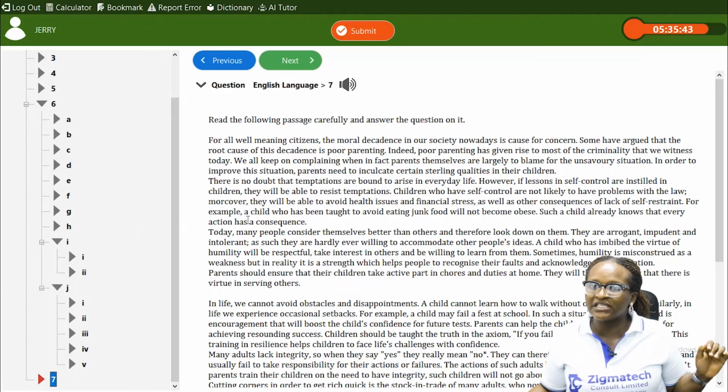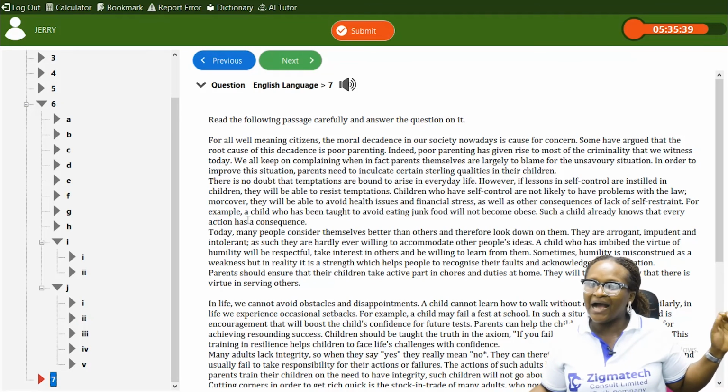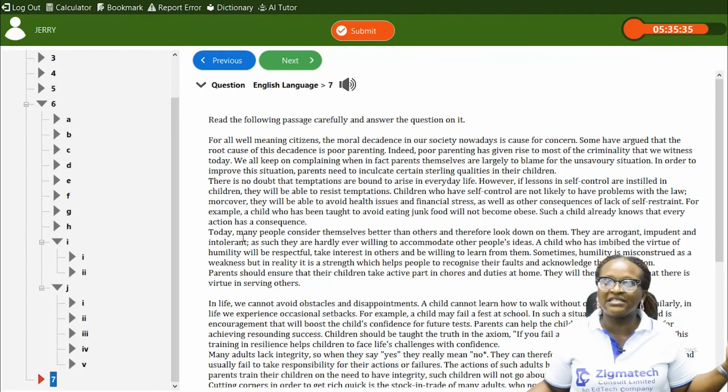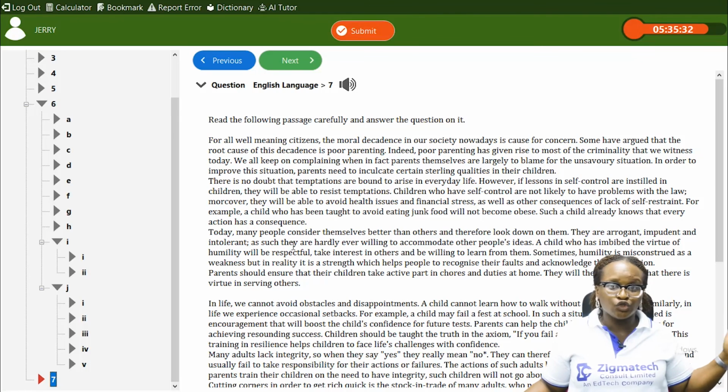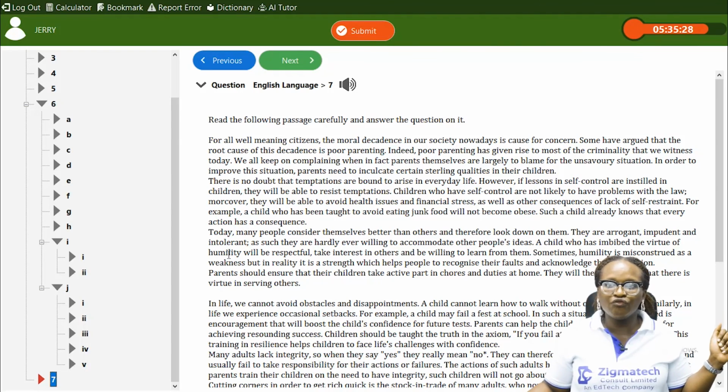Today, many people consider themselves better than others and therefore look down on them. They are arrogant, imprudent, that's they are not wise, and intolerant. These are also factors or qualities, rather, parents should instill in their children. So you move on to the next one.